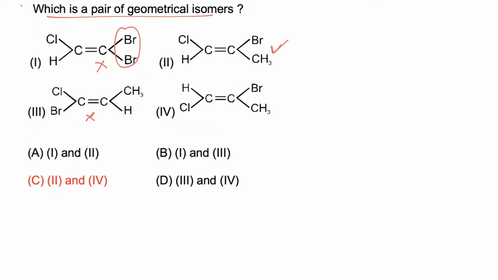Now if we consider molecule 4, the second and fourth have the same molecular formula. The only difference is the spatial arrangement of the chlorine atom. Now in the second molecule Cl and Br are present in the same direction, while in the fourth molecule Cl and Br are present in the opposite direction. So they are geometrical isomers of each other, and hence the correct answer is C.